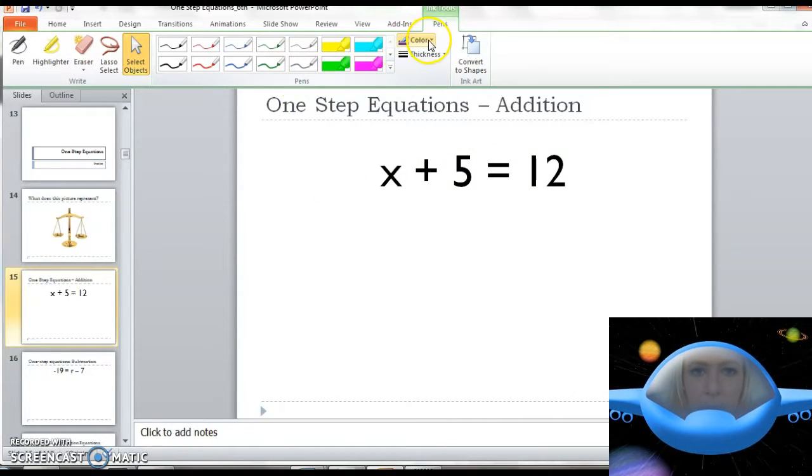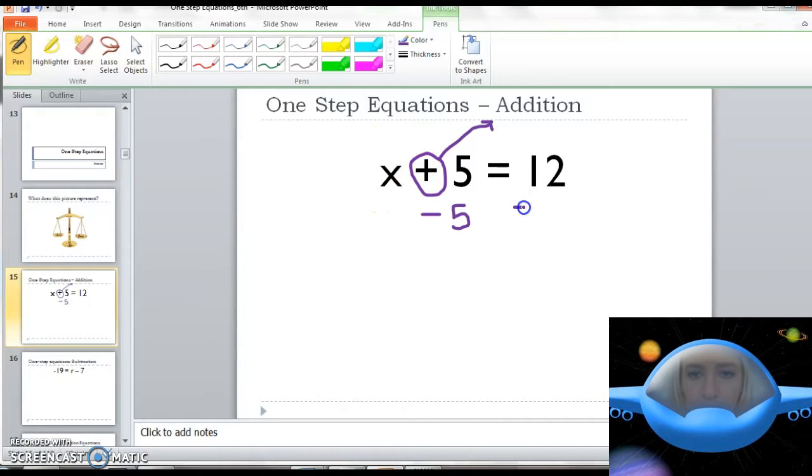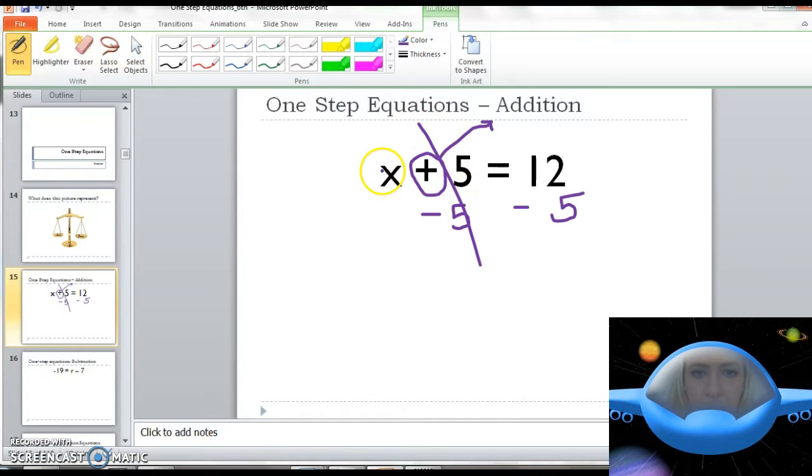So in order for us to solve this equation, I'm going to think, okay, I'm adding x plus 5. The inverse operation of addition is subtraction. So I'm going to subtract 5 to each side of my balance beam or my equation in order to get x by itself. I'm going to do 5 minus 5 in order to cancel it out. On this side, I'm left with x.